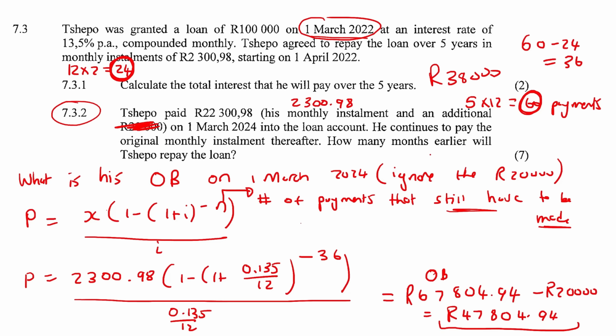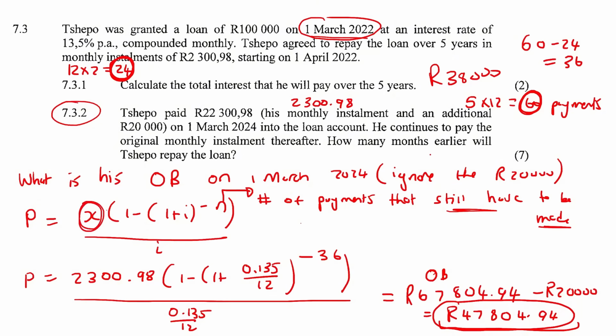So now you see how we've used the 20,000 Rand. I told you guys, don't stress, we're going to use it. So now we have a brand new outstanding balance. So that is the new present value of his loan. That is what the value of his loan is on the 1st of March 2024. So what we now do is use this formula with the new present value.